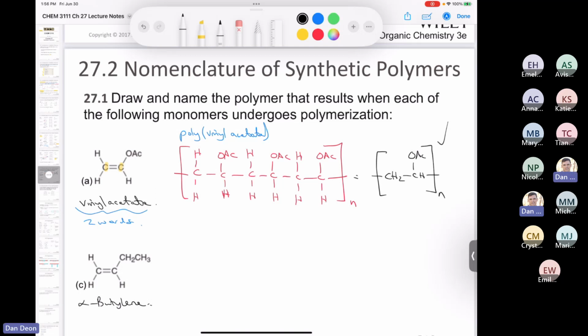Now, keep in mind that alpha and alpha butylene, alpha is not a word, it's just a prefix. And so the name is going to be polyalpha butylene. So we'll just write here polyalpha butylene, like that. And so to write the polymer, we're going to put CH2 again. We're going to methylene, and then we have CH. Then we have an ethyl group up here, so CH2, CH3. And then we just keep repeating that. So CH2, CH, CH2, CH3, so on and so forth, like that.